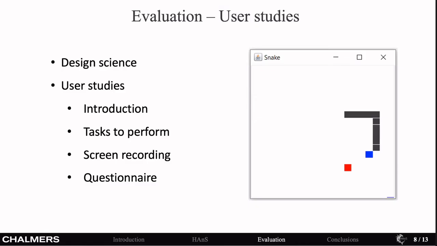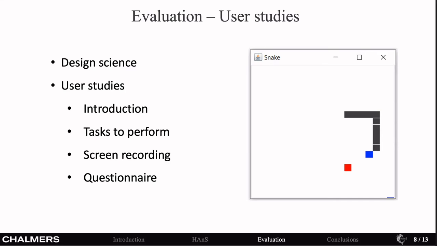The development and evaluation of HAnS was done using a design science methodology. This means that the plugin was developed in multiple iterations. In our case, we used 2, where we developed the plugin and then evaluated it, only to restart and develop it further, followed by a second evaluation. For the evaluation of HAnS, we conducted user studies.